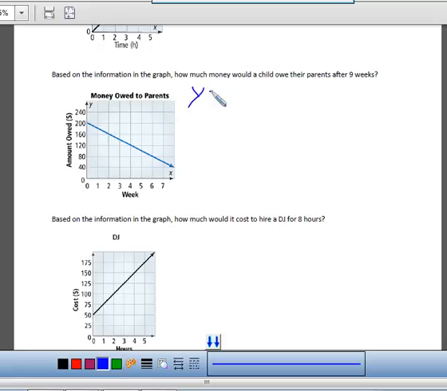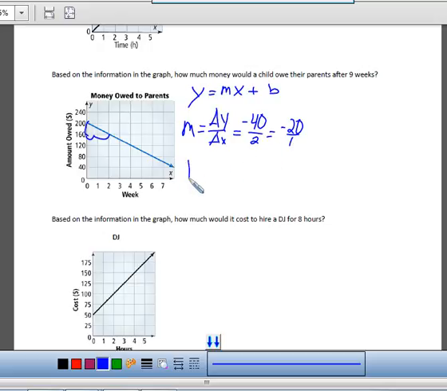So I need y equals some number times x plus some other number. Remember, m is equal to change in y over change in x. So how much does y change each time? It's going down 40, and it's going over, or to the right, 2, which means it's negative 20 over 1, or just negative 20.